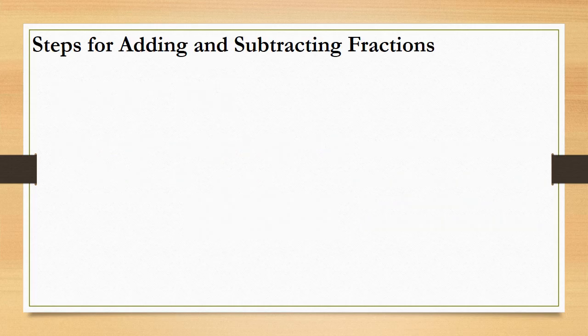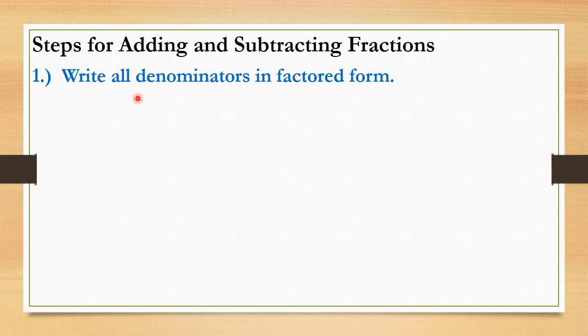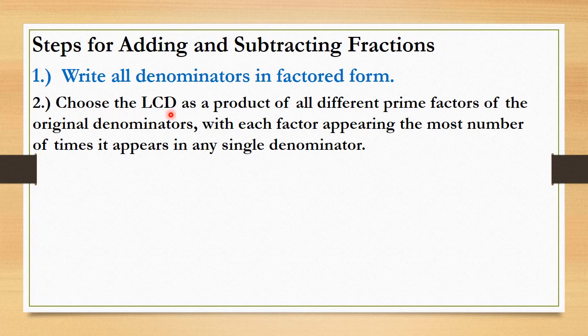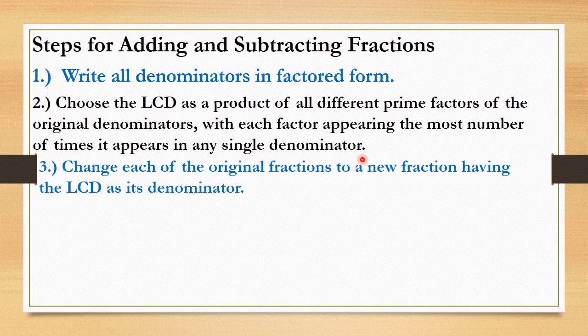So, steps for adding and subtracting fractions. First, write all denominators in factored form. Then, choose the LCD as a product of all different prime factors of the original denominators, with each factor appearing the most number of times it appears in any single denominator.